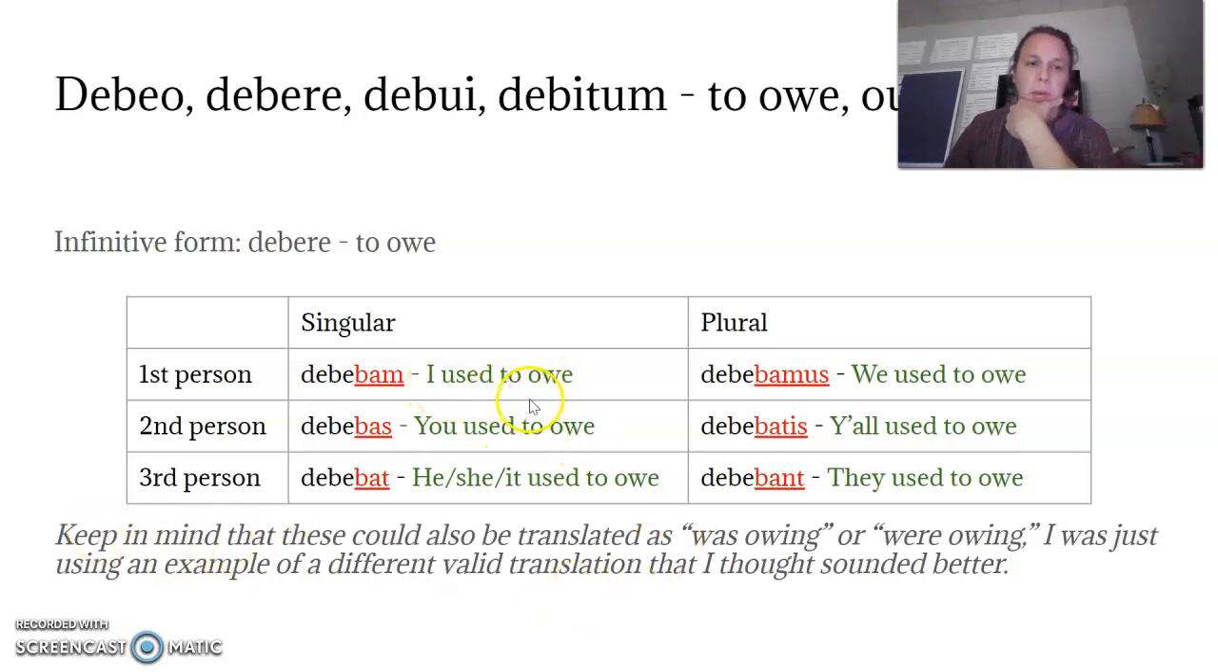This could have been was owing, but that just sounds weird, so I said used to. So take a second, examine this. In part 2, we're going to talk about principal parts and conjugations. Valete.